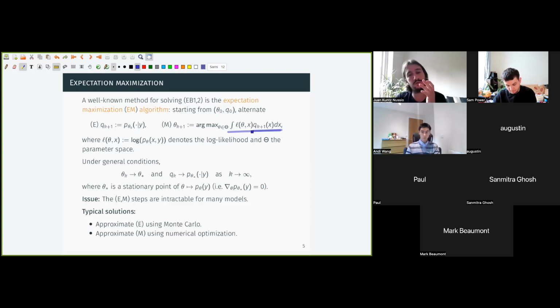And often they will do things very simple. They might not do a full optimization run. They'll do a single gradient step or a single Newton step. And then they keep alternating between these two until they get some sort of convergence.